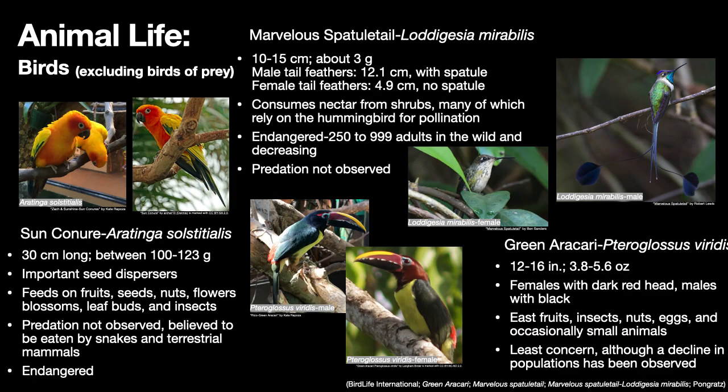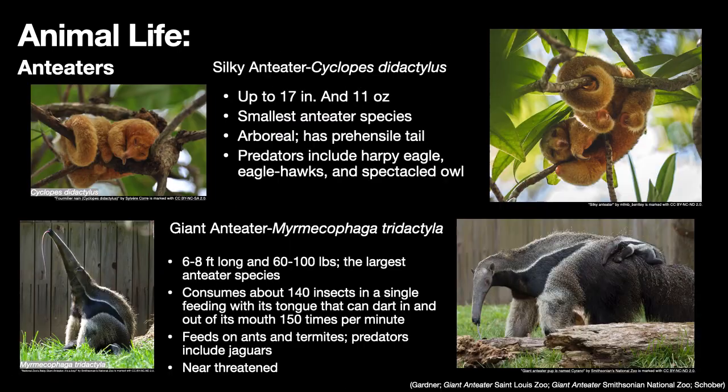Many tropical bird species, such as the sun conure and green aracari toucan, serve as important seed dispersers. Predation of these species hasn't been observed, but it's assumed that they're predated on by the typical predators of small birds, including snakes, felids, primates, and birds of prey.